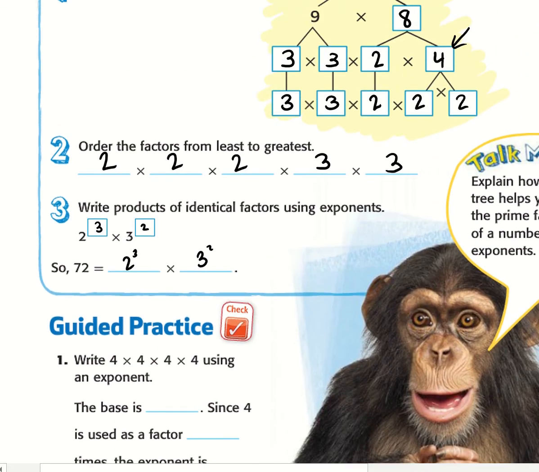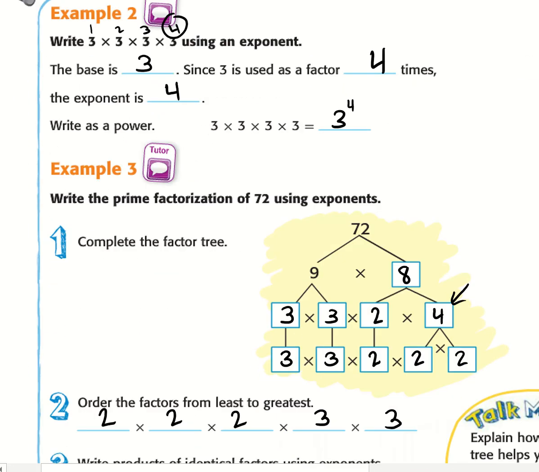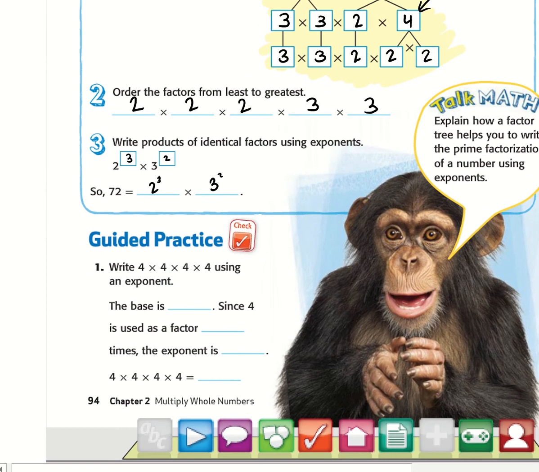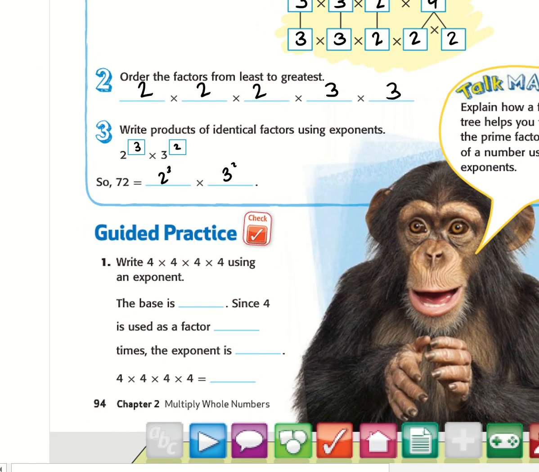So to move on, I really hope you used example 2 to help us solve these. So our base is 4. And since 4 is used as a factor, how many times? 4 times. 1, 2, 3. Yep, 4 times. That's going to be our factor. So the exponent is 4. So we know we're writing this as an exponent. We're not solving. We know that 4 times 4 times 4 times 4 is going to be 4 to the 4th power.